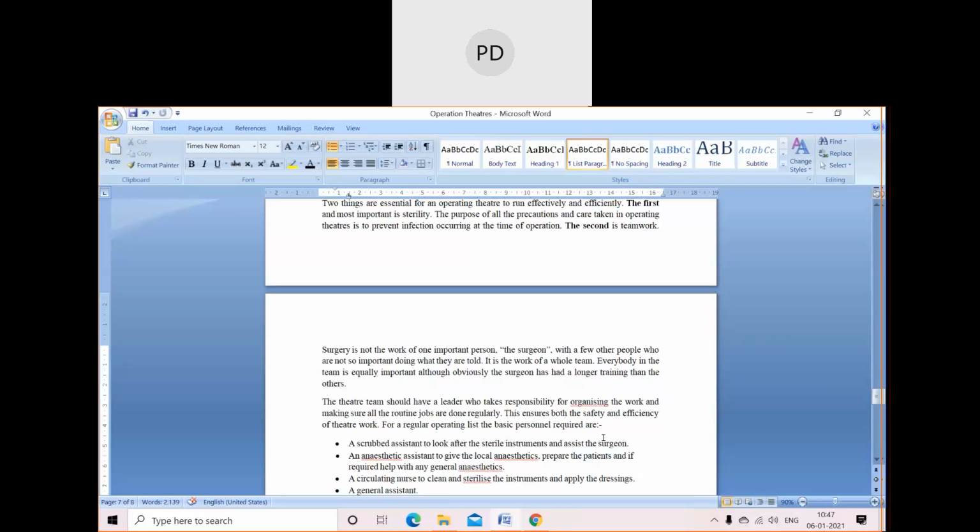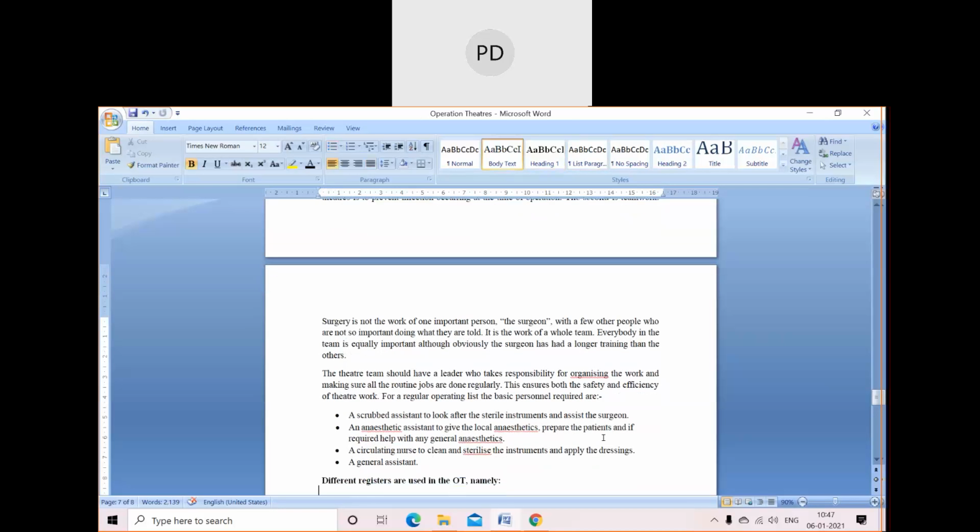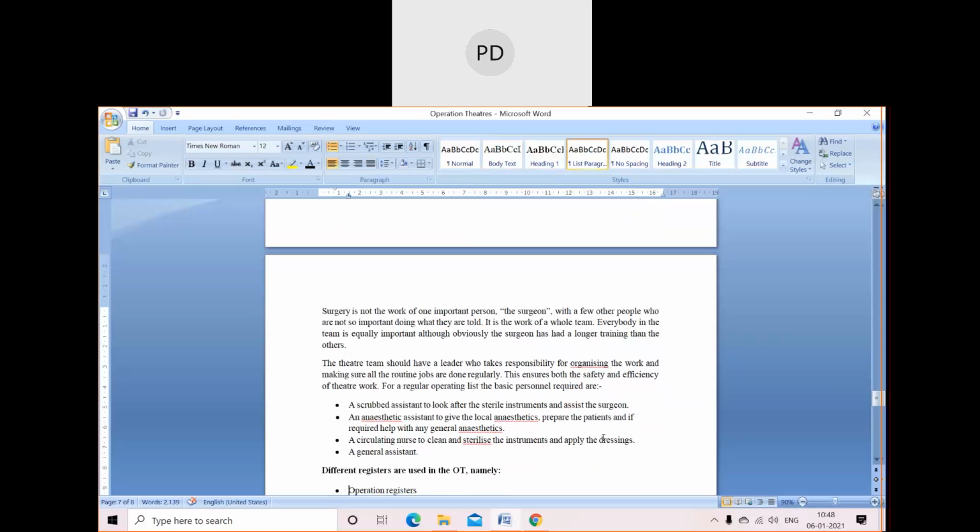This ensures both the safety and efficiency of theater work. For regular operating, the list of basic personnel required: a scrub assistant, who looks after the sterile instruments and assists the surgeon. That is a nurse who is experienced in OT. So that person is called the scrub nurse.